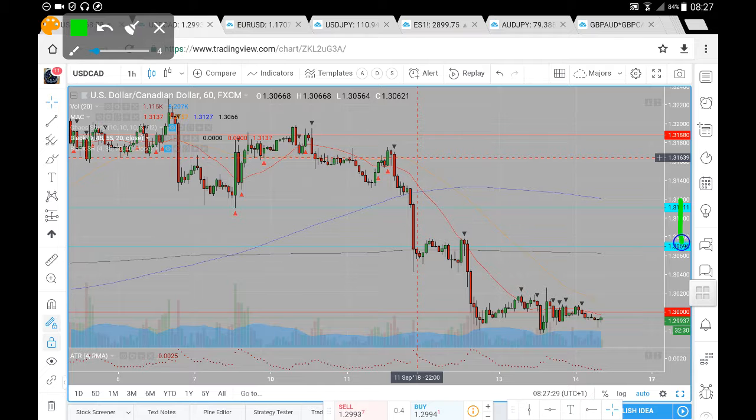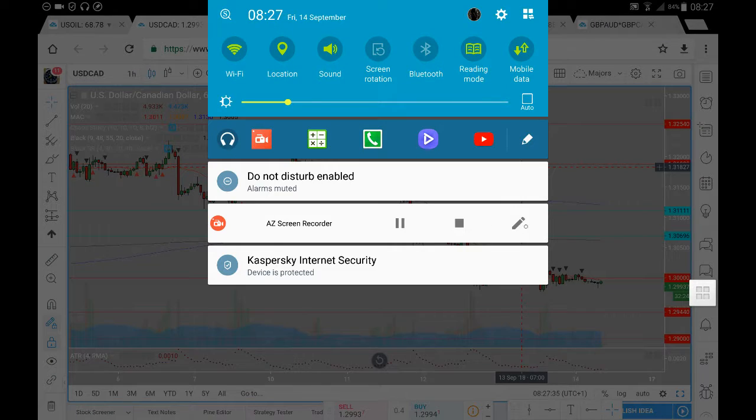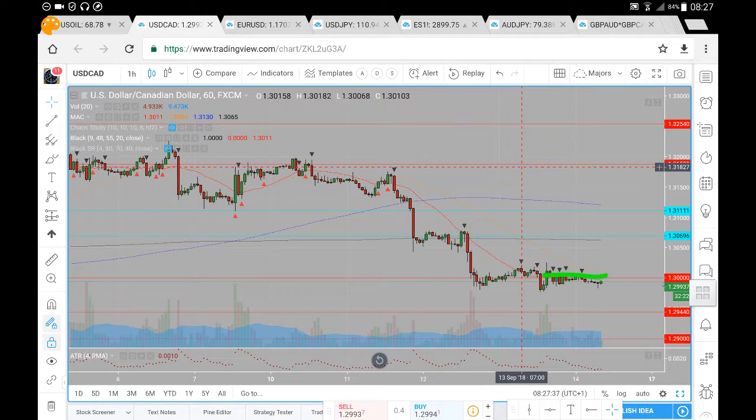And if we however do see a breakdown from this 130 here on the US dollar CAD, we are looking for prices potentially down towards 129.44, a successful break from which we then look for prices down towards 129, which is a key and important level here on the US dollar CAD, if we are to see that breakdown from this 130 here on Friday the 14th of September.